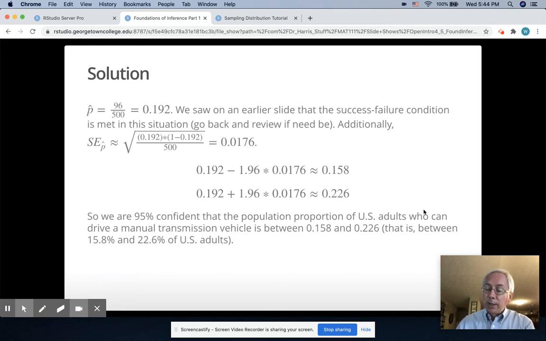So again, the steps here: find the value of p hat, check the success-failure condition, find the value of the standard error, and for a 95% confidence interval, multiply the standard error by 1.96, and then subtract it from the sample proportion, and add it to the sample proportion.